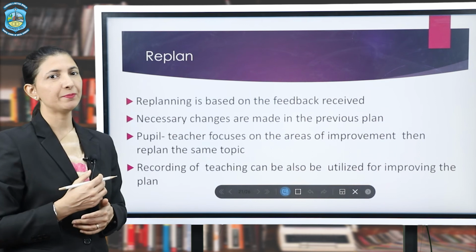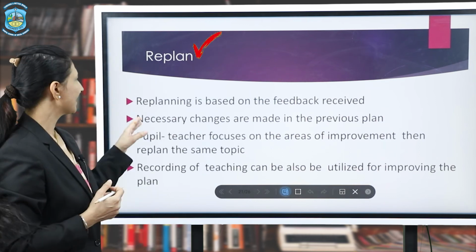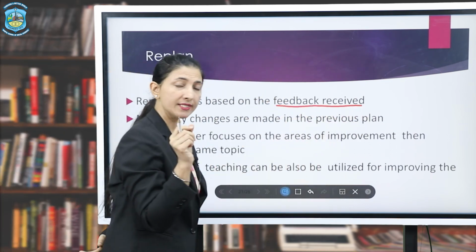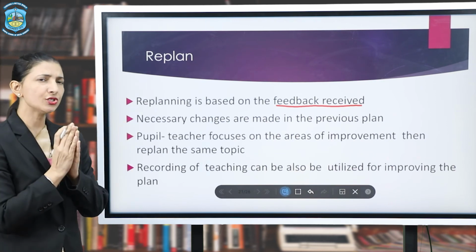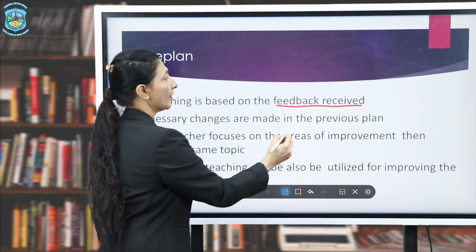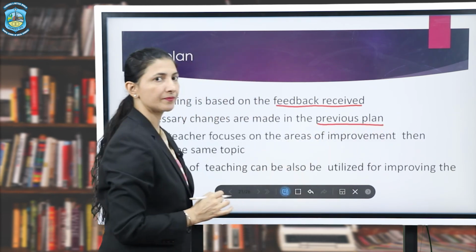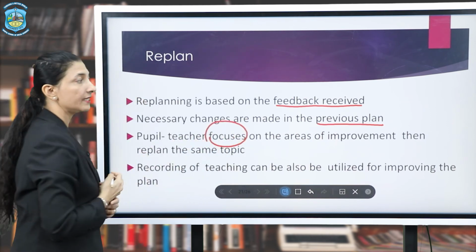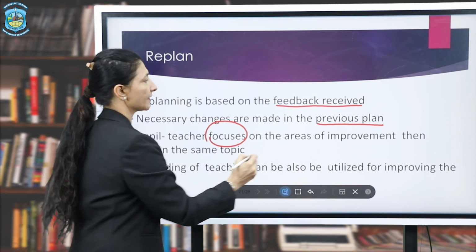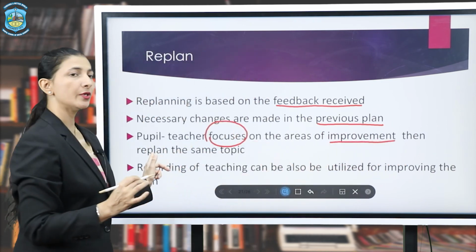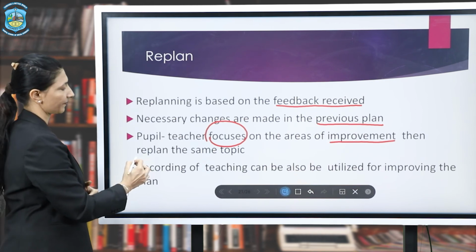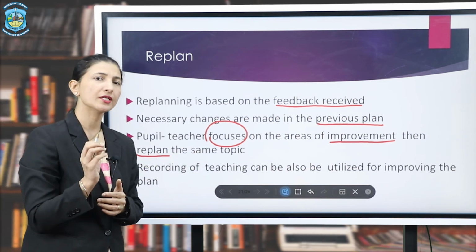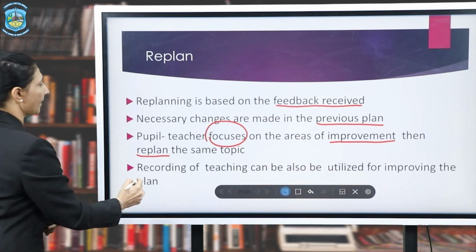Now let's know what will happen in the replan stage. Replanning is based on the feedback received. Necessary changes are made in the previous plan. The pupil teacher focuses on the areas of improvement, then replans the same topic. Recording of teaching can also be utilized for improving the plan.